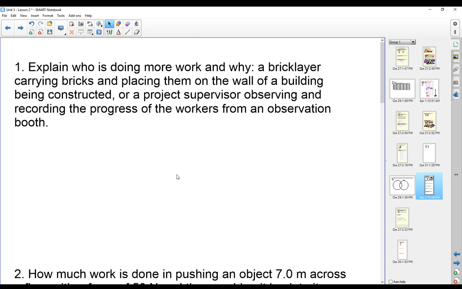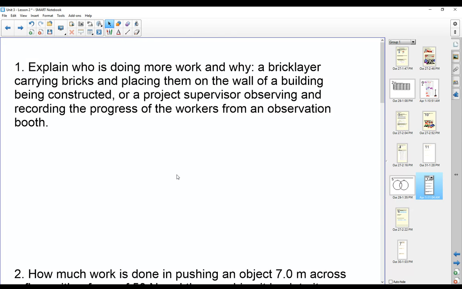All right. So question 1, explain who is doing more work and why. A bricklayer carrying bricks and placing them on the wall of a building being constructed, or a project supervisor observing and recording the progress of the workers from an observation booth. Work is defined as a force applied to an object, moving that object a distance in the direction of the applied force. The bricklayer is doing more work, because they are applying that force to an object.